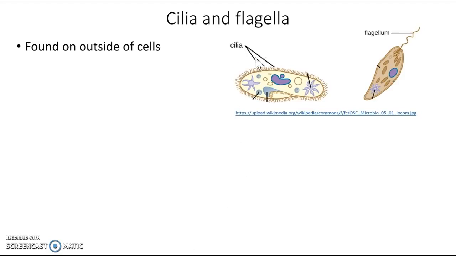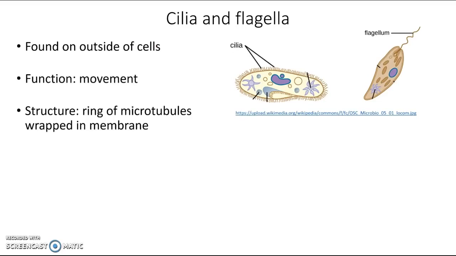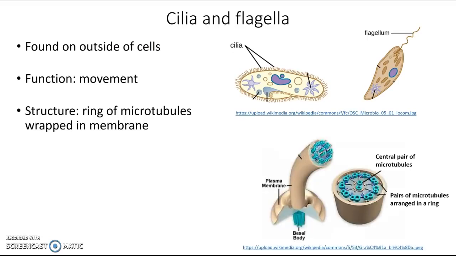So if you look at these diagrams over here, we've got cilia around the outside of this cell and a flagellum sticking off the outside of this cell. For both cilia and flagella, their function is movement. And they share the same basic structure, which is a ring of microtubules wrapped in membrane.